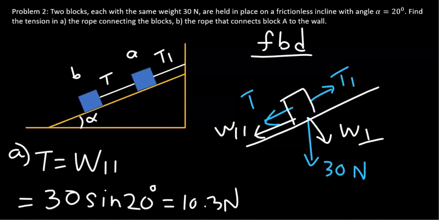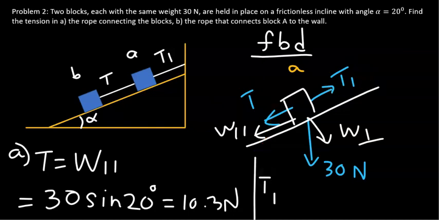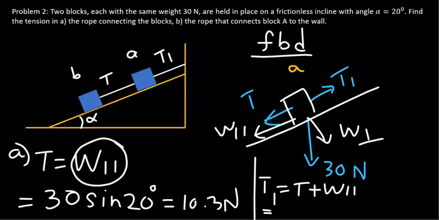So since this block A is not moving, T1 must be balanced by the sum of T and W parallel. So we write T1 equals T plus W parallel. Now we know what T is. T is quite simply W parallel. So T1 is 2 times W parallel.